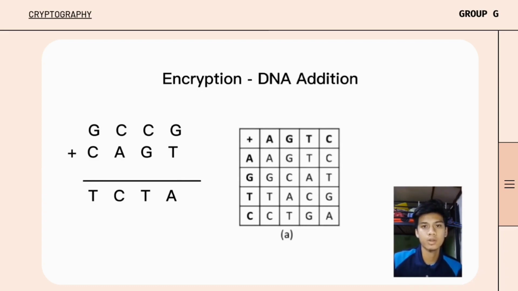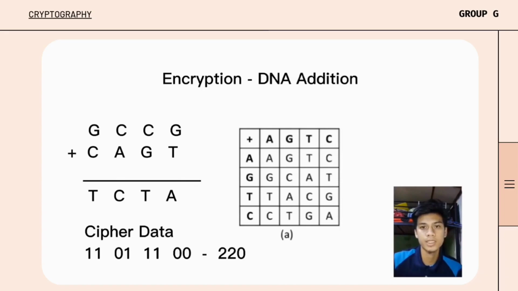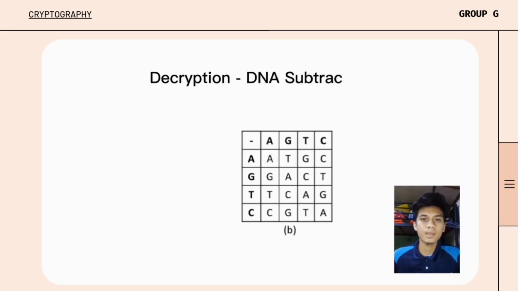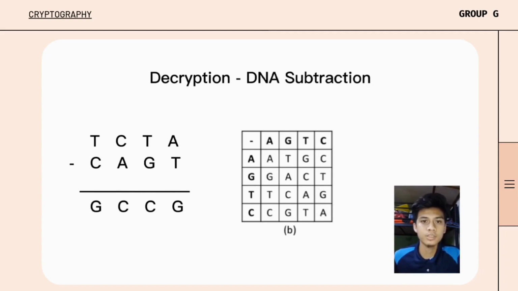This DNA we can convert to its binary digits and also to its integer value, and here we get the value of the cipher data is 220. The final step is the decryption process, where we perform DNA subtraction to decrypt the cipher data. We take the DNA of the cipher data from the previous calculation, T, C, T, and A, and subtract the DNA of the key. The decrypted data that we get is G, C, C, and G.